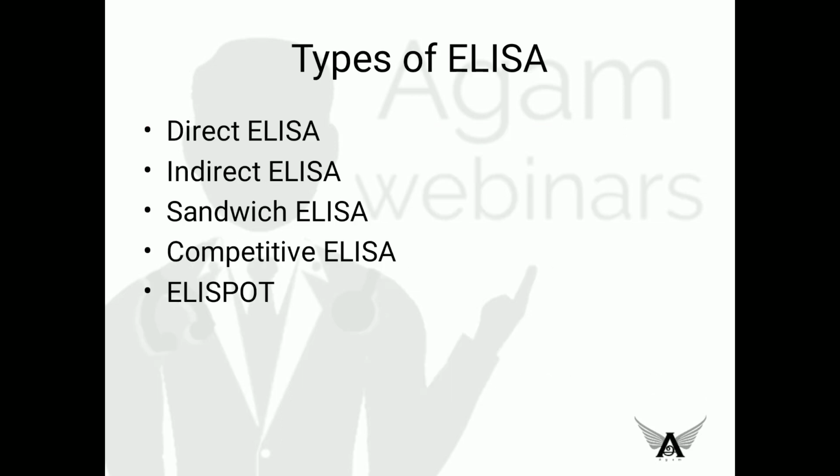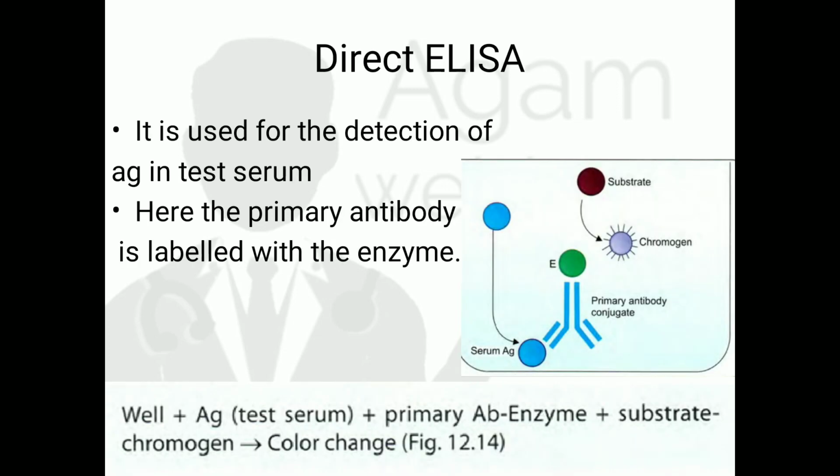Types of ELISA, we have 5 types: direct ELISA, indirect ELISA, sandwich ELISA, competitive ELISA, and ELISpot. We'll be discussing the first 3 in detail. That is important for you. Direct ELISA is used for the detection of antigen in the test serum. Okay, here the primary antibody is labeled with the enzyme, while in indirect ELISA, the secondary antibody is labeled with the enzyme. Secondary antibody is nothing but anti-human immunoglobulins.